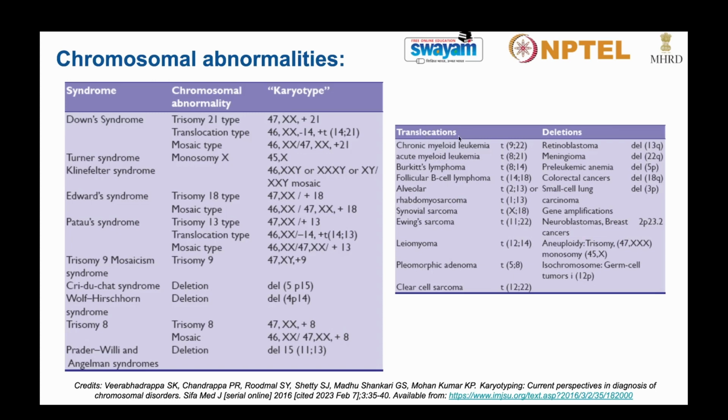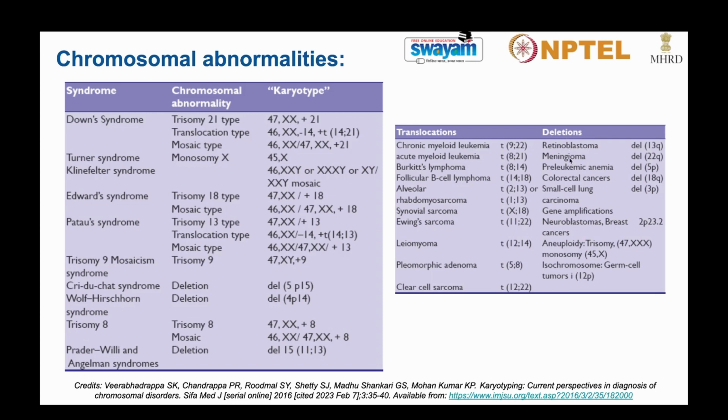And then in the translocations, you can see chronic myeloid leukemia, in which there is a translocation of chromosomes 9 and 22. I'm discussing this because in the questions you'll observe this is a major point of discussion, because in chronic myeloid leukemia there is a term associated with this. This translocation is very important, so we will discuss it later.